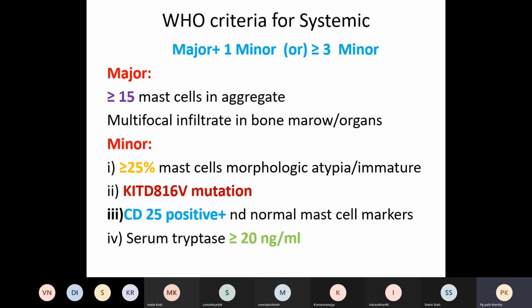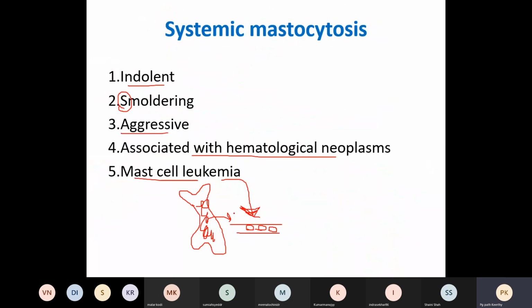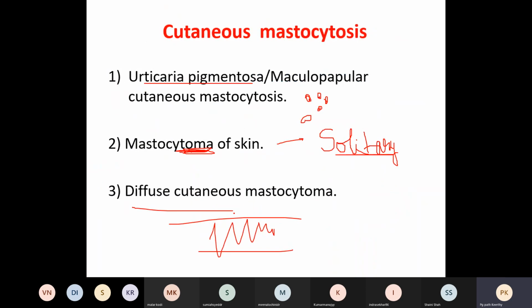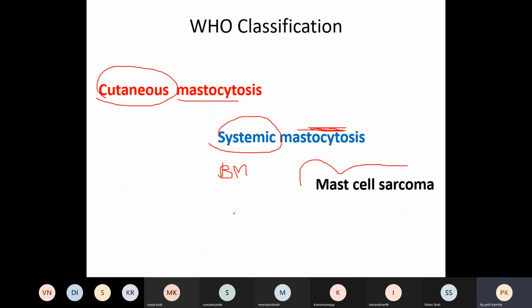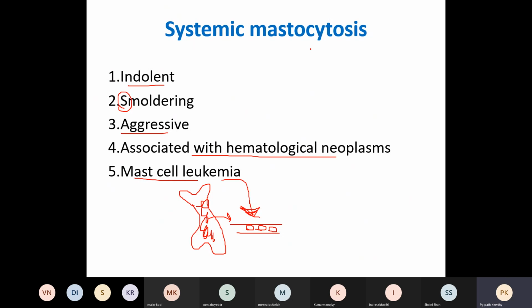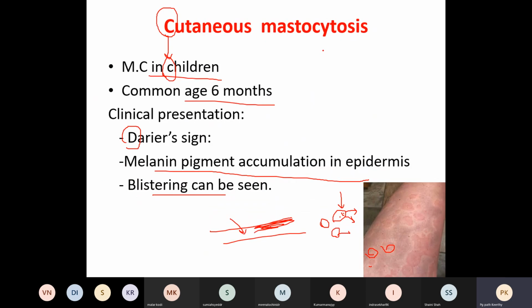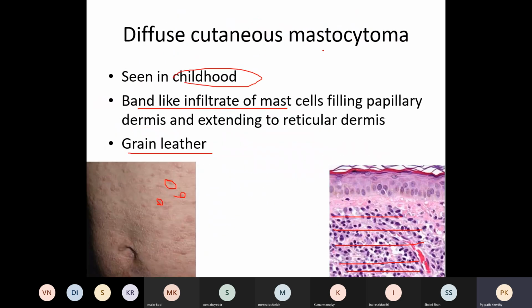So now, this was your cutaneous mastocytosis, right? First, we did classification of mastocytosis, right? Cutaneous, systemic, mast cells. Then classification of cutaneous mastocytosis. Then we read classification of systemic mastocytosis. Then what is the criteria for cutaneous mastocytosis? Then we read the general points about cutaneous mastocytosis. Then we read about each entity.